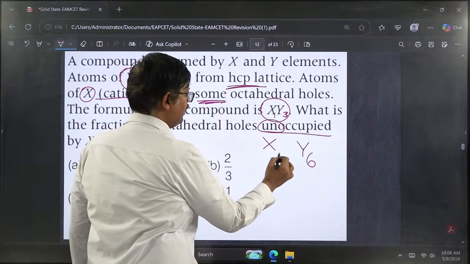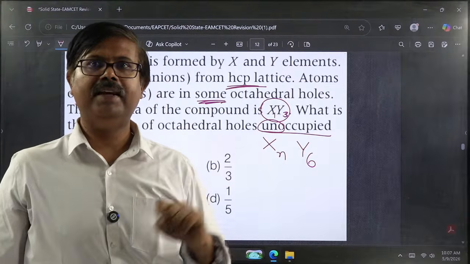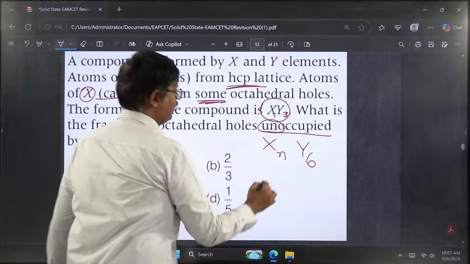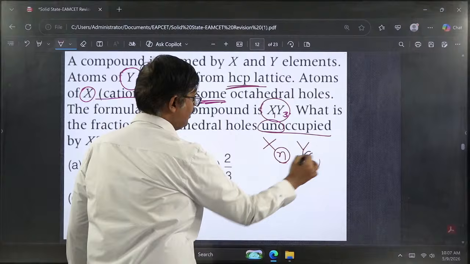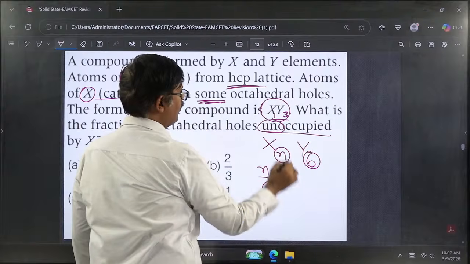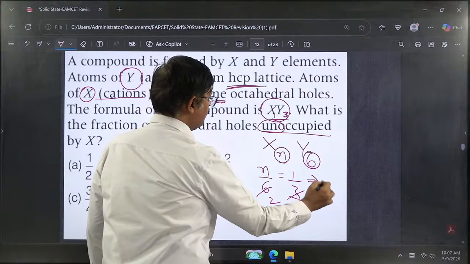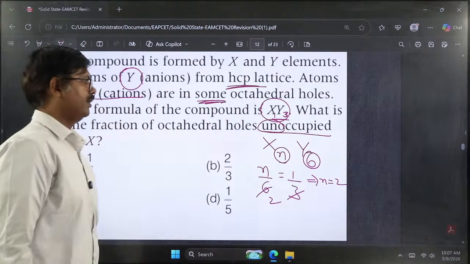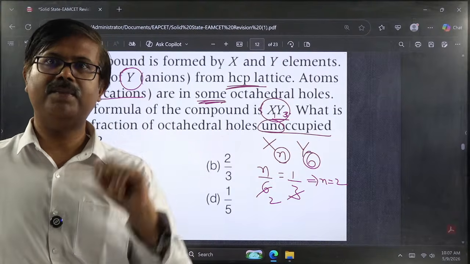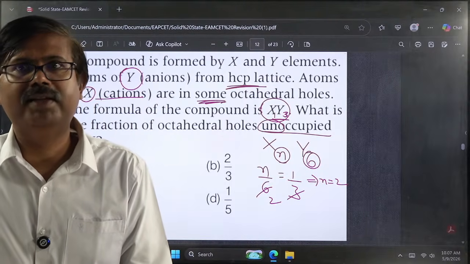So let's take per unit cell X is present n number. X by Y ratio should be n by 6. That should be same as the formula of the compound, 1 by 3. So it seems there are 2 X atoms per unit cell. N is 2 means 2 X atoms are there per unit cell. And how many Y atoms? 6 atoms, because HCP.